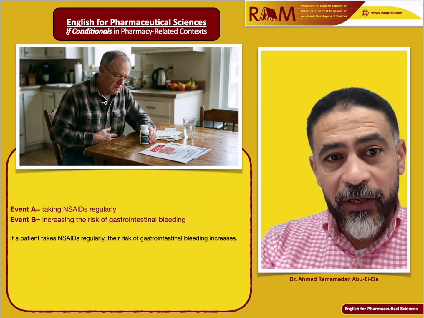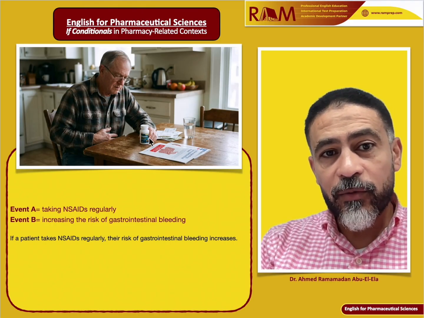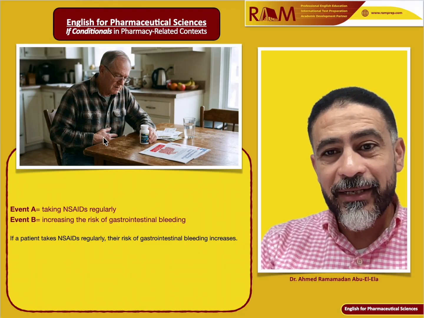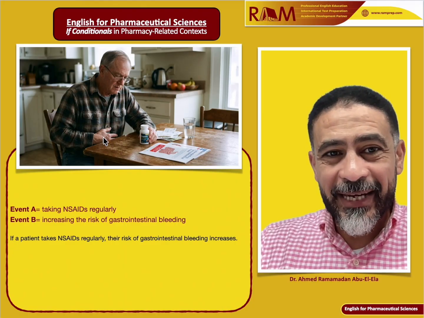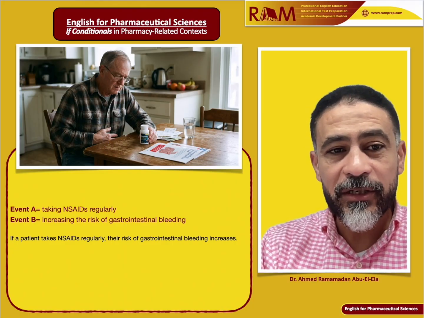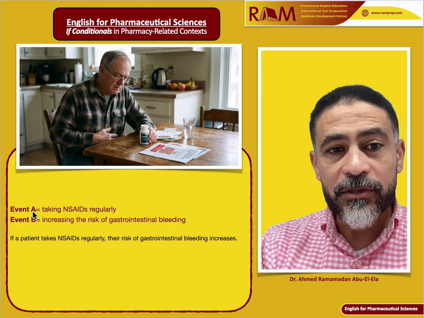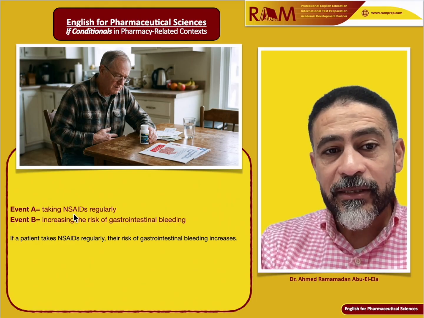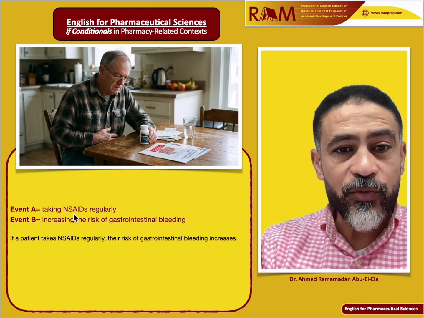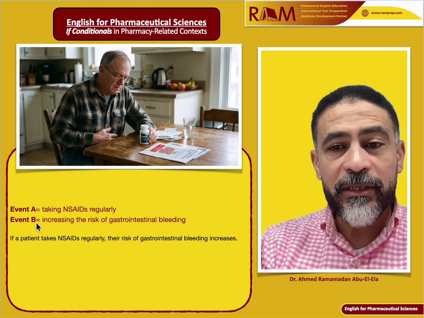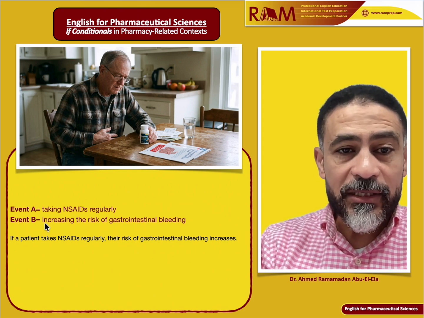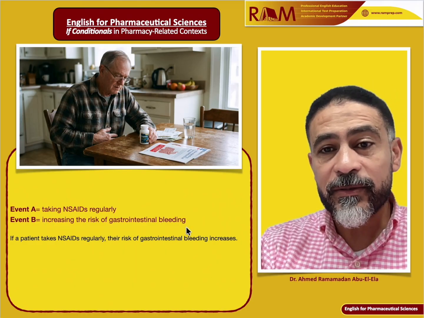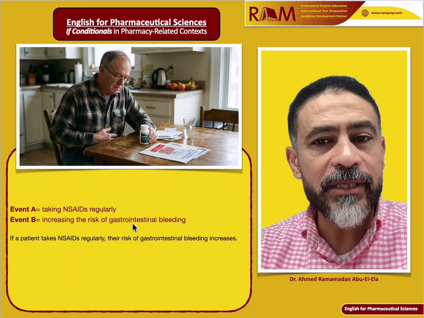And we have here a patient, and with this patient there is a bag of NSAIDs. Okay, and he is putting his hand on his stomach. So we can consider here two events. Event A expresses that this patient takes NSAIDs, non-steroidal anti-inflammatory drugs, regularly, and event B, increasing the risk of gastrointestinal bleeding, gastrointestinal or gastrointestinal, both are correct.